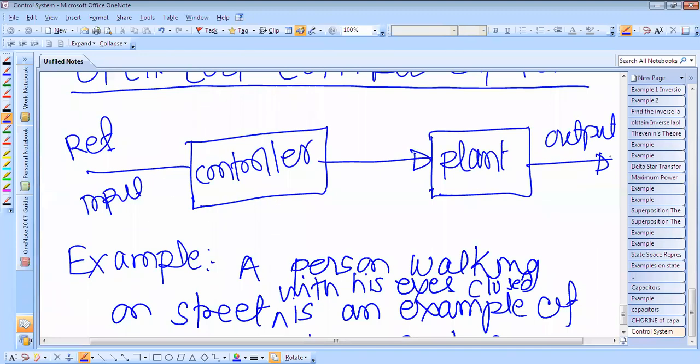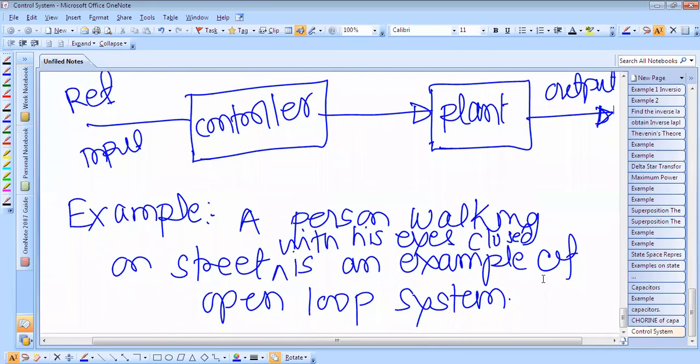No doubt we have to measure the output, whatever output the system has given, but we are not measuring the output for the sake of comparison. Whatever input is given to the open loop system, whatever output we are getting, we have to accept. There is no chance of comparing the output with the input in the controller.